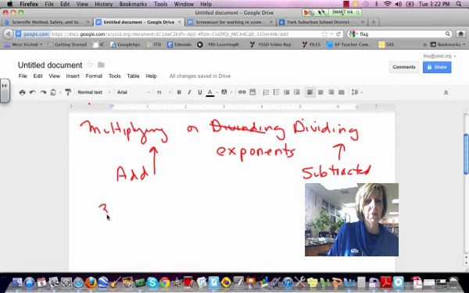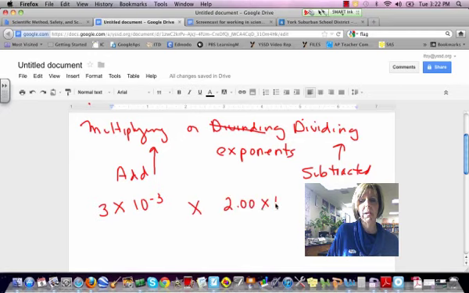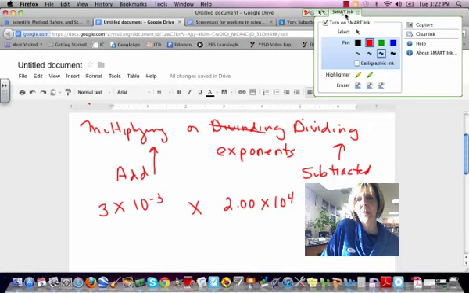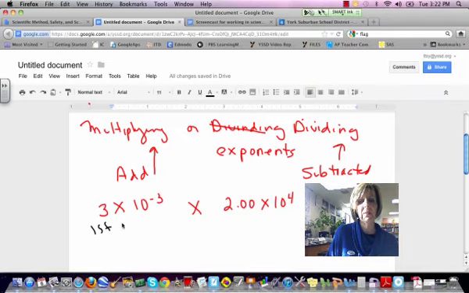So if I take 3 times 10 to the minus 3 times 2.00 times 10 to the 4. Okay, now I am going to multiply my two numbers here, and I'm going to add my exponents, but I have to be careful about my sig figs. When you do a math problem, you're going to take the least number of sig figs in your answer. So I have 1 sig fig here, and I have 3 sig figs here. But I'm going to take the least, and so my answer is only going to have 1 sig fig.